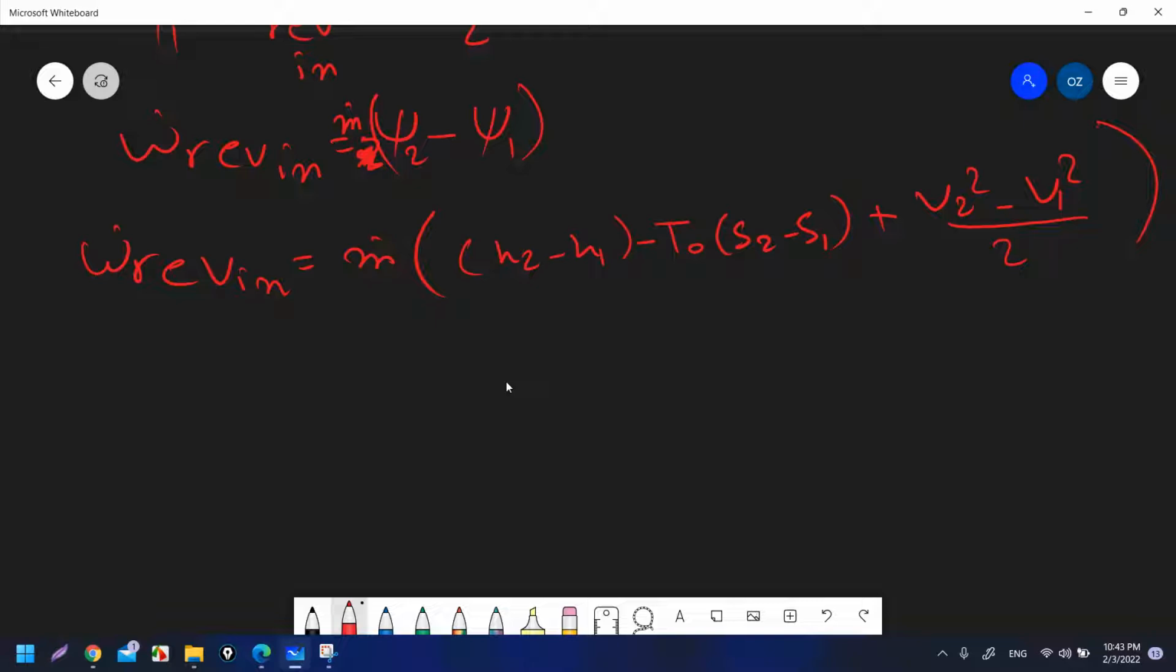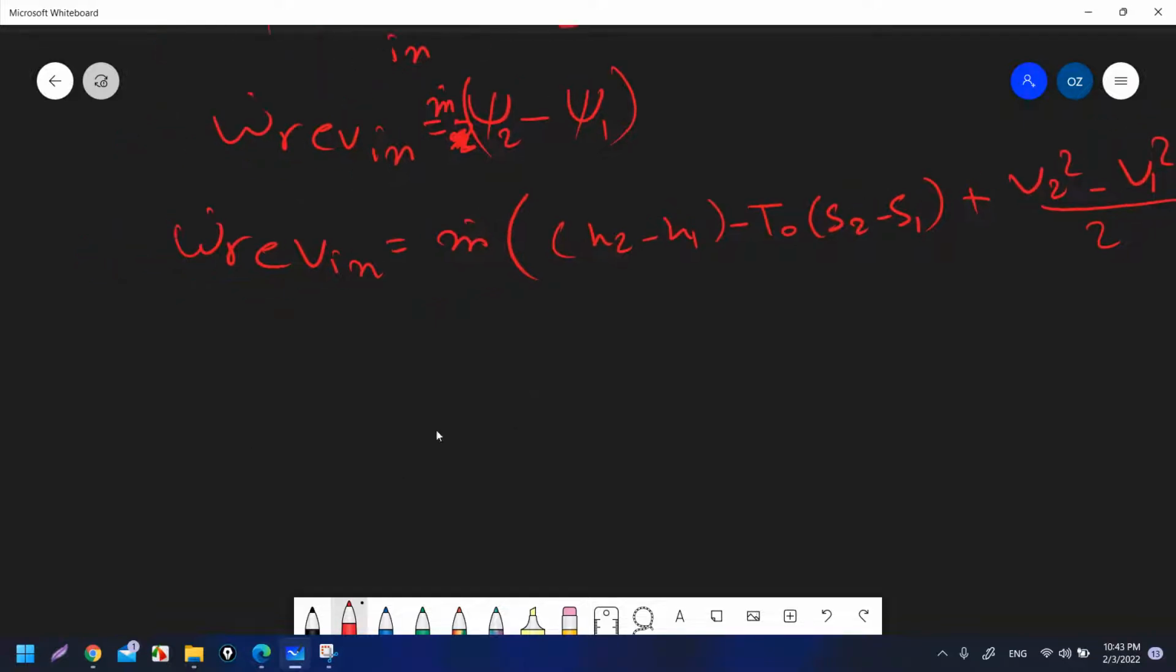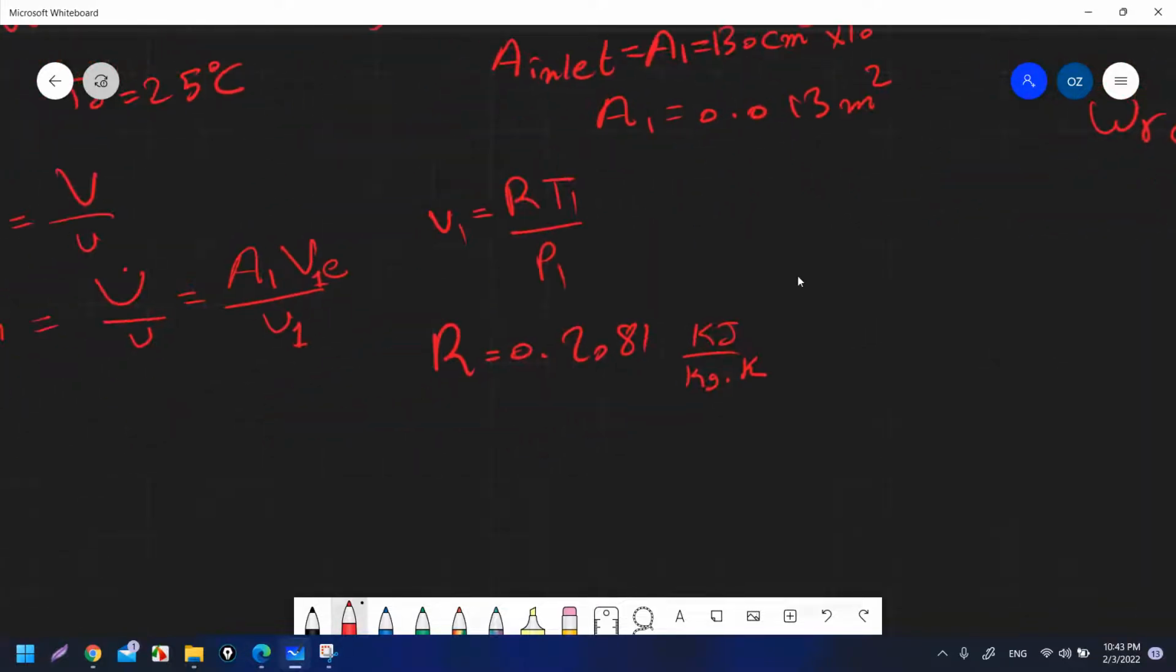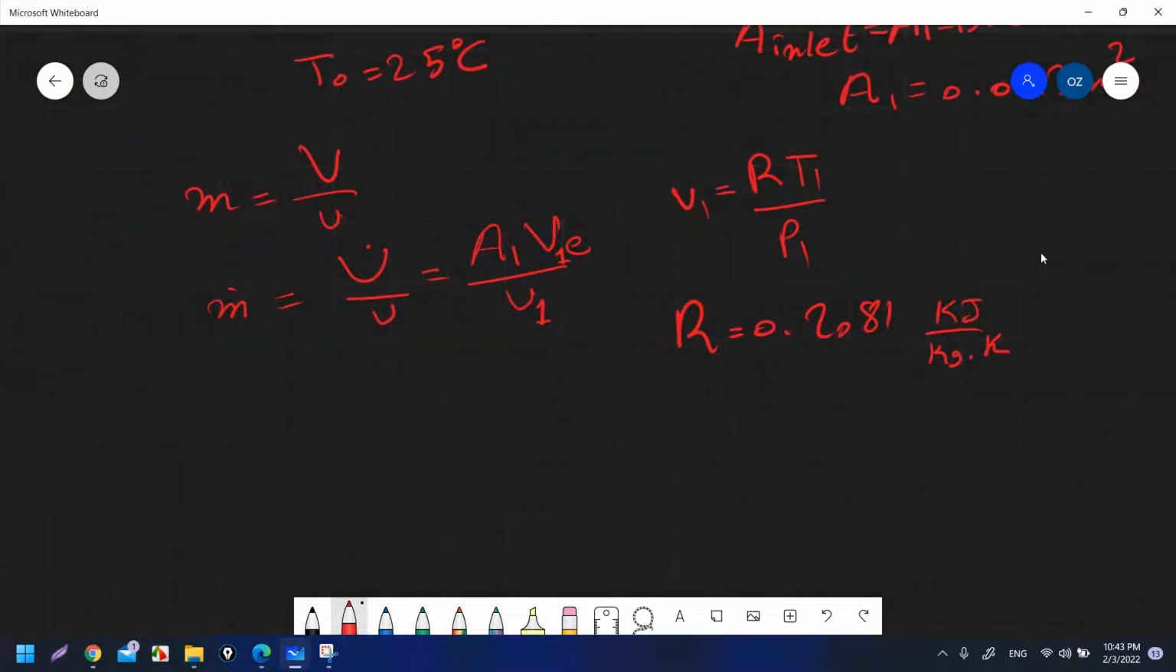I have the mass. Yes, I can find the mass from here. Let's find the mass flow rate. First I have the velocity and I have the area, so I need to find the specific volume. The specific volume V1 is equal to R T1 over P1, and R is 0.2081.